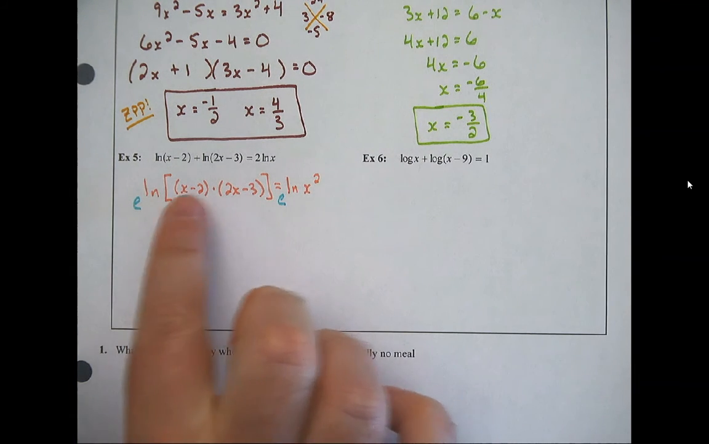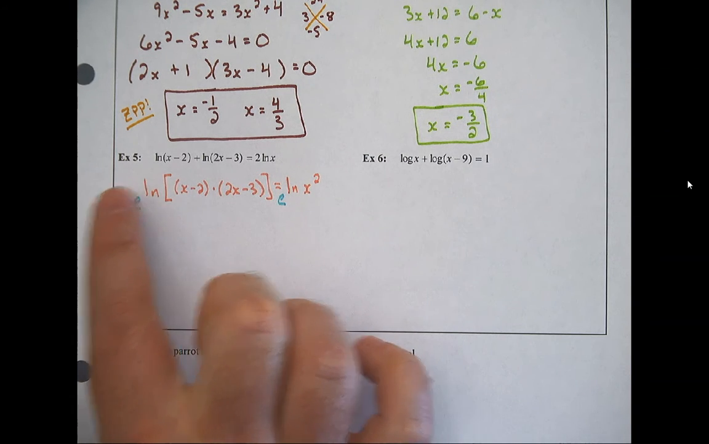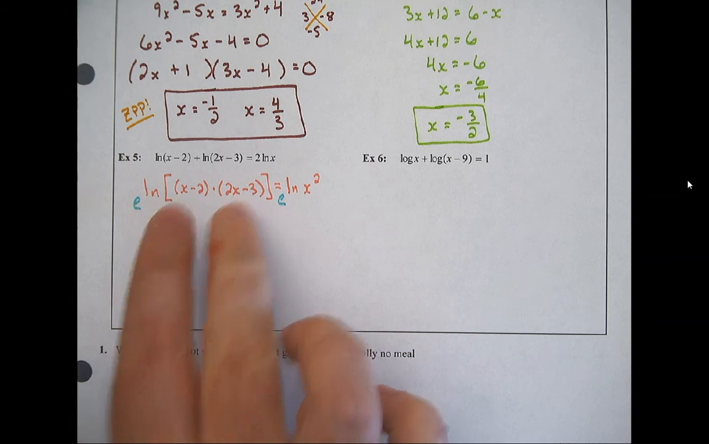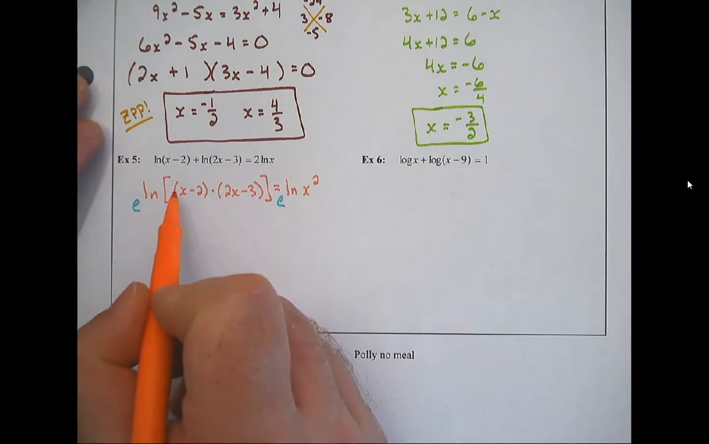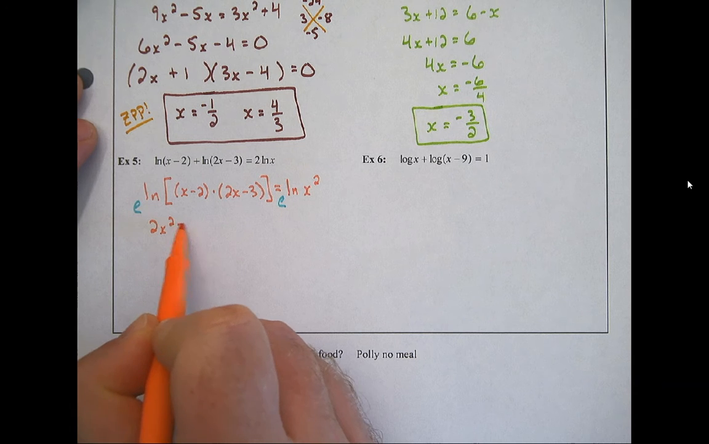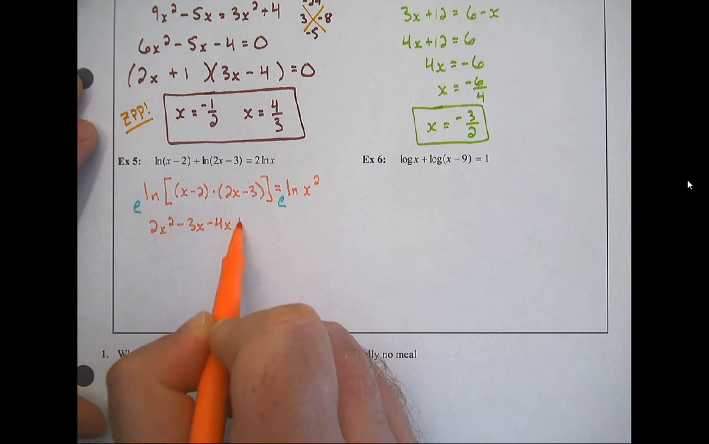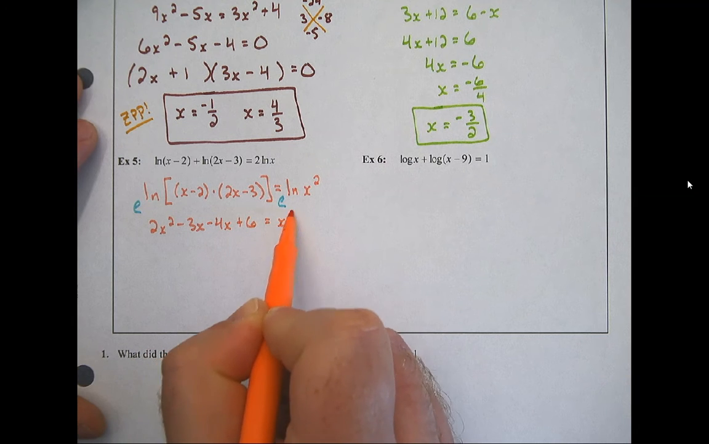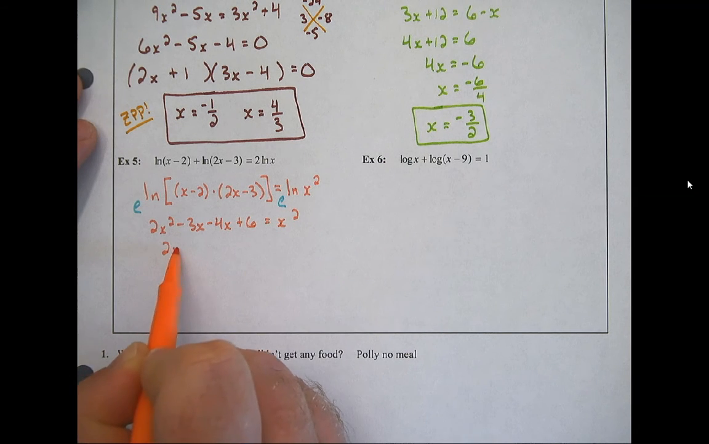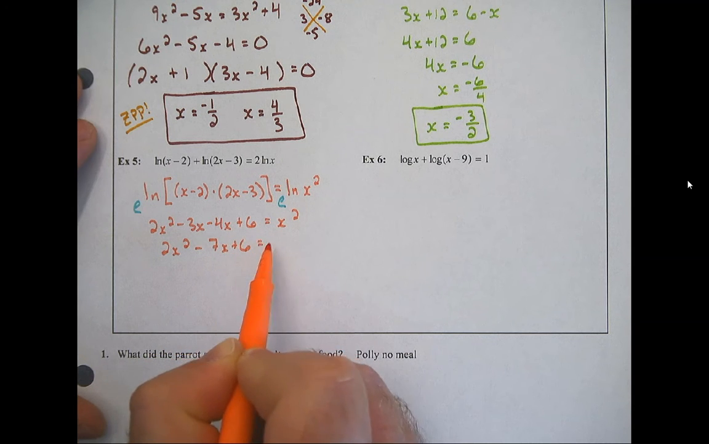Now I know I'm going to have to clean this up anyway, so I might as well do it at this stage. This is now gone in my head. It's gone. So I'm just going to now start to distribute this. So that would be what? 2x squared, subtract 3x, subtract 4x, plus 6 equals x squared. Combine like terms, 2x squared minus 7x plus 6 equals x squared.